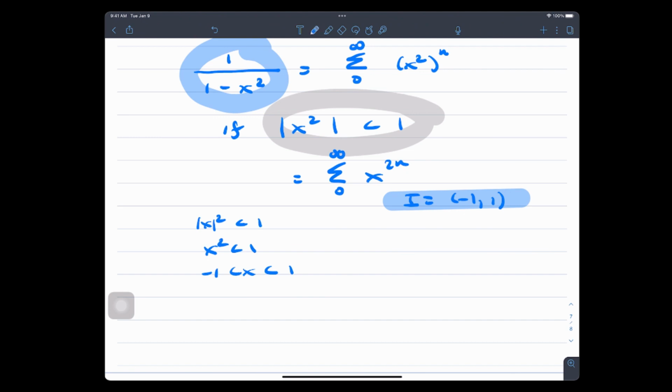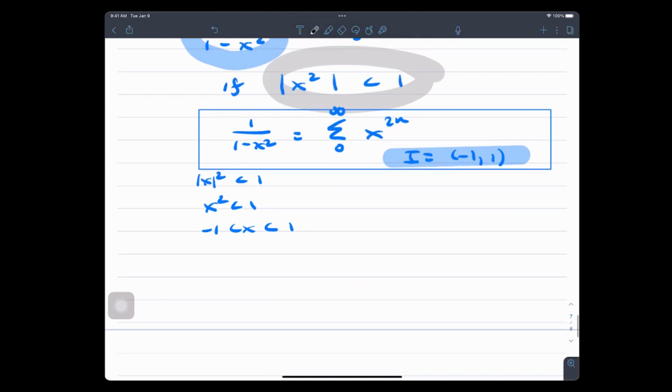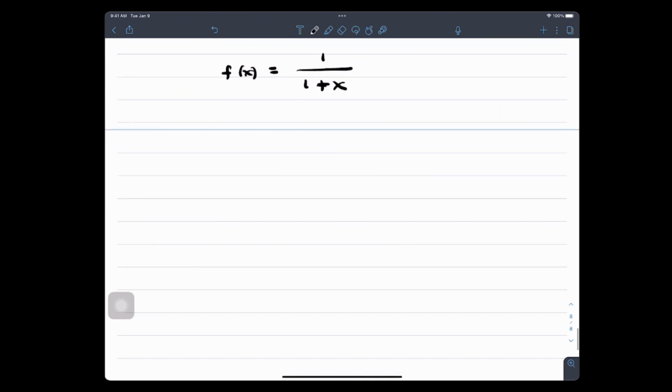This is writing functions as a power series. So with that one tool, I can write a lot of functions as a power series. In fact, they can even say, how about this? They want us to write this as a power series, 1 over 1 plus x even. Okay, they want us to write that function as a power series.